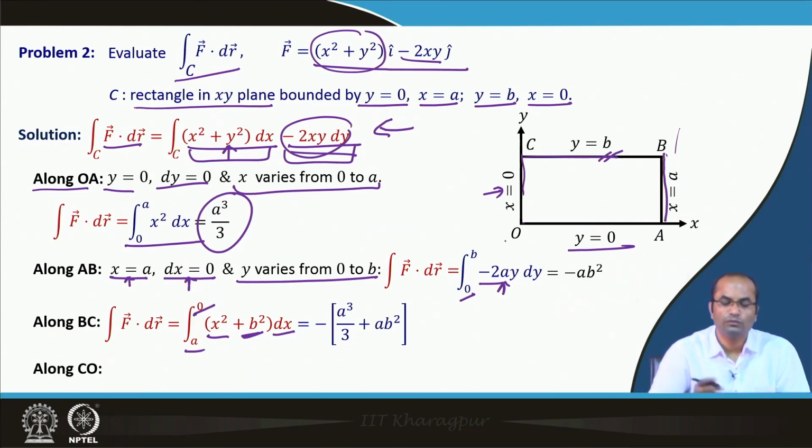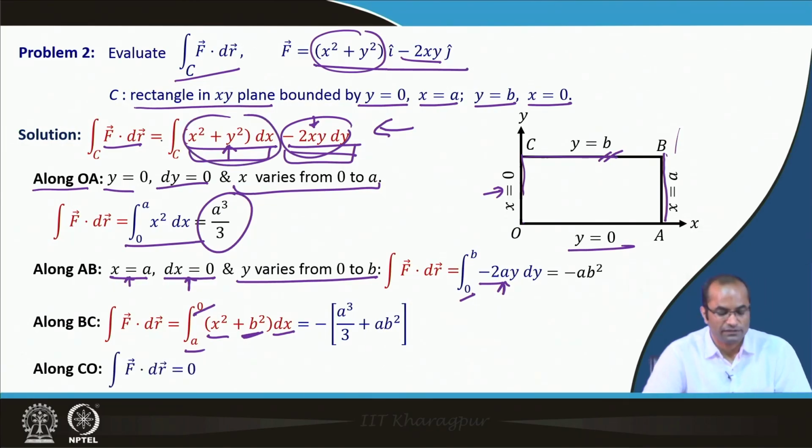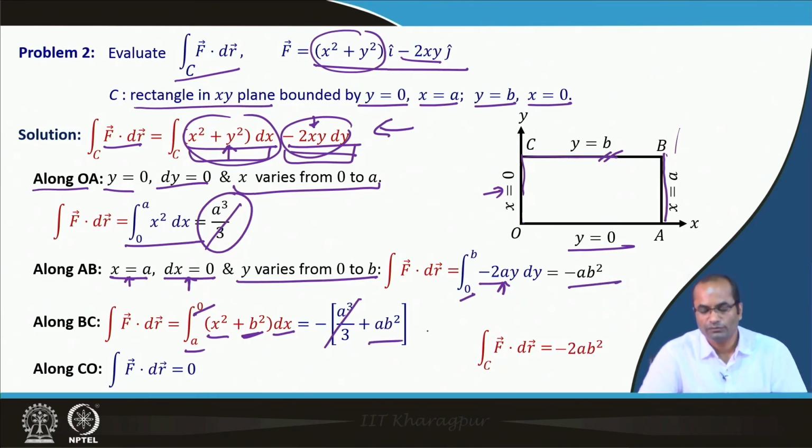Similarly, along this CO where x is 0, the dx term will be 0 and the second term will also be 0, because in the second term we have this x, and since x is 0, the second term will vanish, and the first will vanish because we have dx there. So, in this case this integral is going to be 0. If we add all these 4 integrals, since here a cube by 3 is there, here minus a cube by 3 is there, minus 2ab square, here also minus 2ab square. So, the value we will get is minus 2ab square.